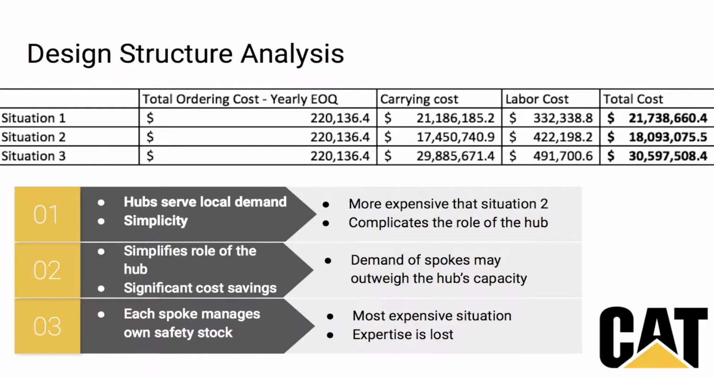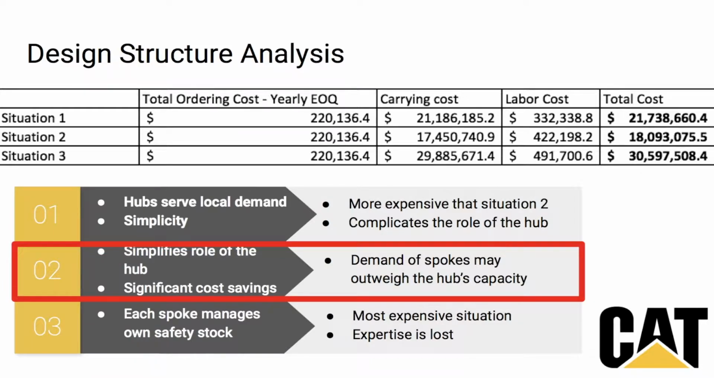And then in situation 3, the perk is that each spoke manages their own safety stock. But the downside is that this is the most expensive situation, and that expertise is lost since there's no hub fully focusing on servicing the spokes. So with that all in mind, and not thinking about other assumptions, we recommend going with situation 2 because it has the lowest cost.